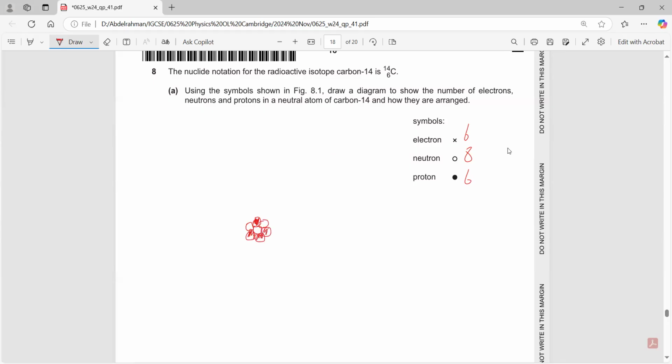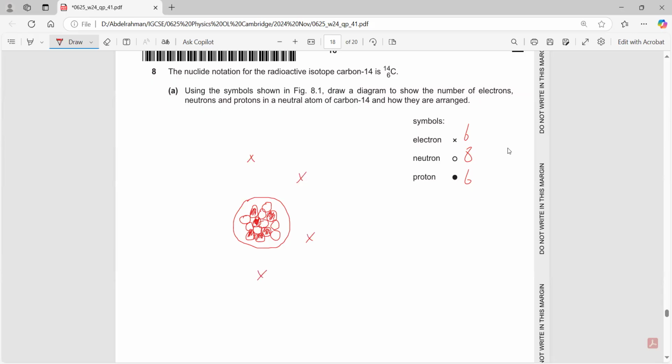Another proton. So now we have 4 protons and only 3 neutrons. 5 protons now, and 5 neutrons. 6 protons and 6 neutrons. We need to add 2 more neutrons, and that is it. So this is the nucleus. And then how many electrons do we have? We have 6 electrons. We need to just draw the 6 electrons.